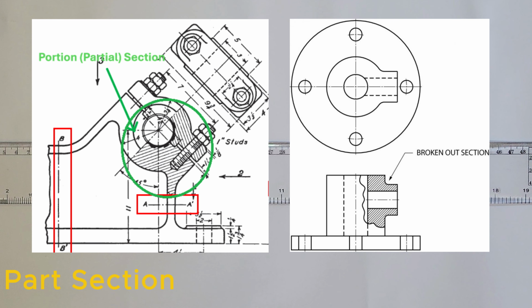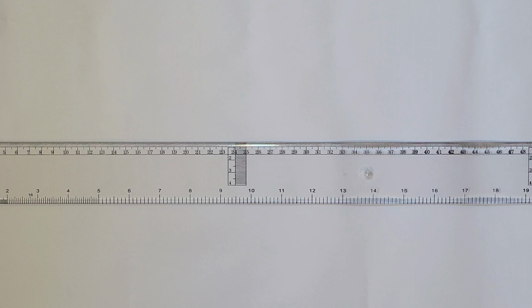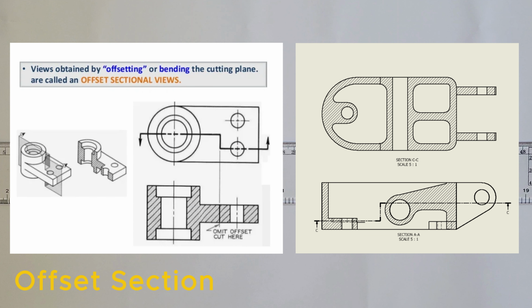Part section, portion, and broken out. Sometimes we don't need to section the entire object, only a small part. Portion section, a straight section through a small area. Broken out section, an irregular, rough-shaped cut, usually shown with a jagged line. Offset section. An offset section is when the cutting plane bends to pass through important features that are not in a straight line. Even though the plane bends, we draw it flat as one continuous view.